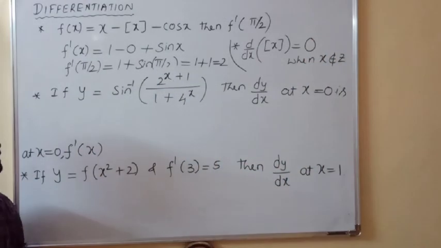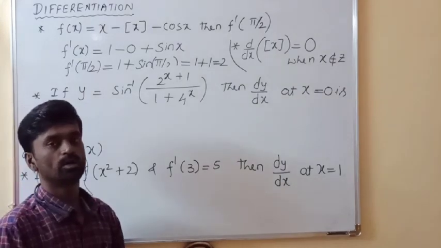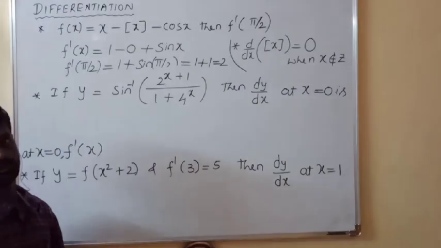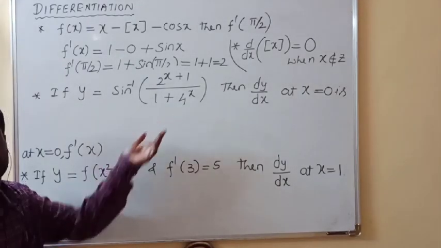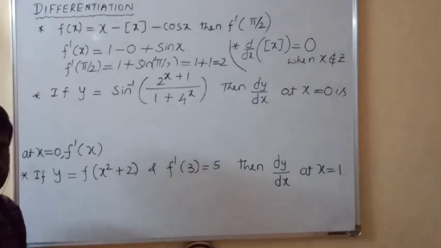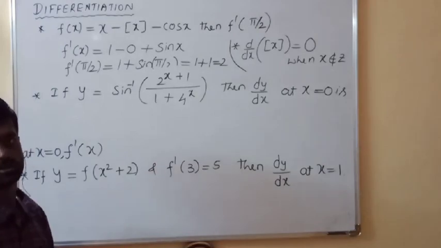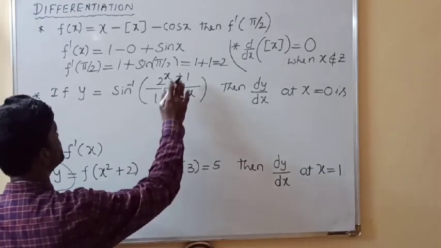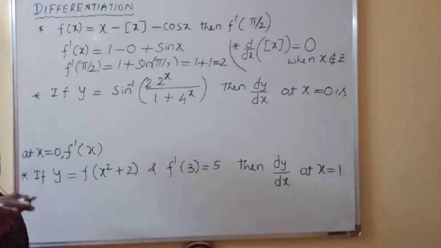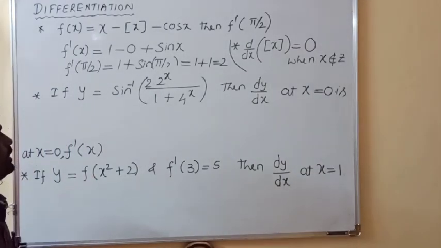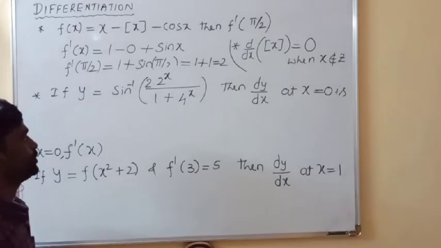Y is equal to this, then we have to find dy by dx at x is equal to 0. So how to find? This is the usual substitution problem only. So what substitution do we have to make here? 2 power x is equal to tan theta. So how to adjust this 2 power x plus 1? 2 power x plus 1 is 2 power x into 2 power 1, and 2 power 1 is 2. So 2 power x plus 1 is 2 into 2 power x.